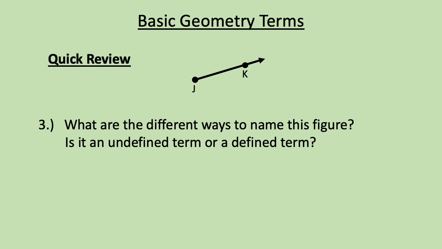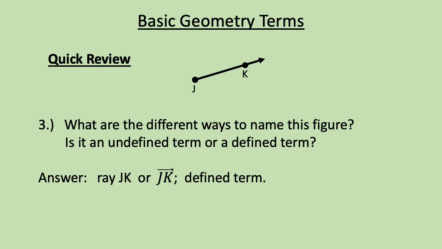What are the different ways to name this figure? And is it an undefined term or a defined term? All right, ready for the answer? The different ways to name this figure are ray JK with words or with the symbol for a ray and the JK underneath it. A ray is a defined term.